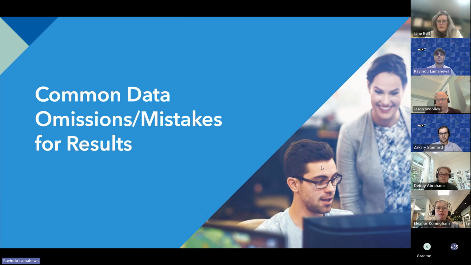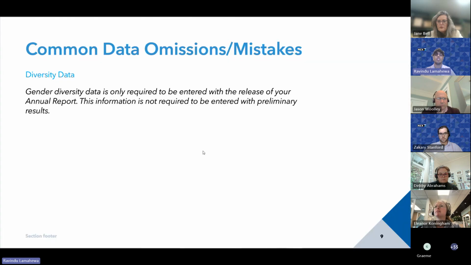So, common data omissions or mistakes for results. A common, not really mistake, but a situation we commonly encounter is that we see gender diversity in annual reports released alongside full-year results. This information is not required to be entered with your preliminary results. So commonly we see an issuer release their results, attach their annual report and enter their gender diversity data, but then there will be mistakes with that data, for something that wasn't even necessary.